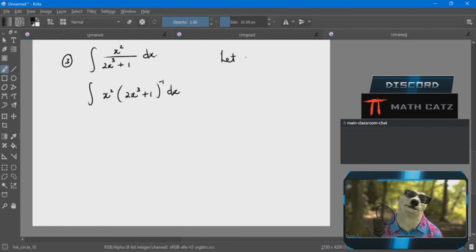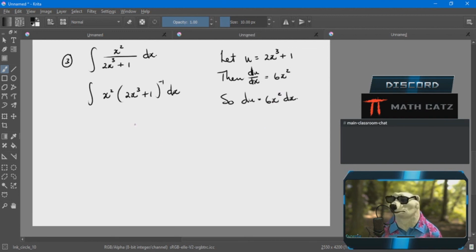Then I'll say, let u represent 2x cubed plus 1. Then I'm just taking a derivative. I'm not really thinking about the question at this stage. It's 6x squared. I'm just separating a fraction. Nothing to see here. Now I'll come back. Ooh, what was my actual question? Do I need to tweak this a little bit?